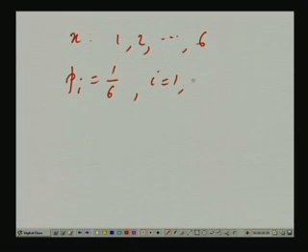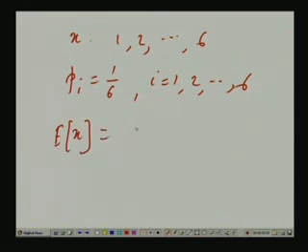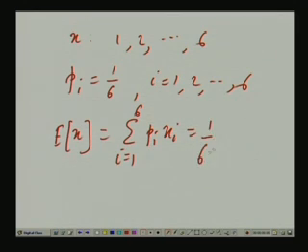Suppose x takes these values, either 1 or 2 up to 6, six values, and each has probability p_i equal to, say, 1 by 6, for i equal to 1, 2 up to 6. That is, the probability of x taking value 1 is 1 by 6, the probability of x taking value 2 is again 1 by 6, and so on and so forth. What is E of x then? Simply the sum of p_i x_i, i equal to 1 to 6, but p_i is common for all of them, 1 by 6, which I can take out.